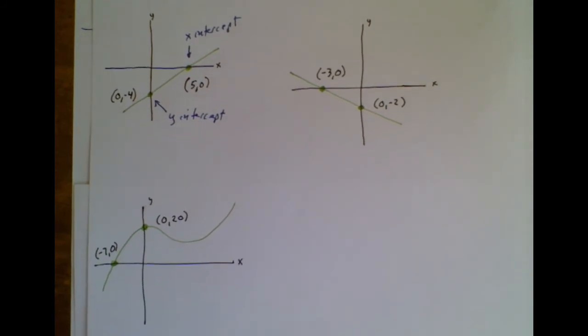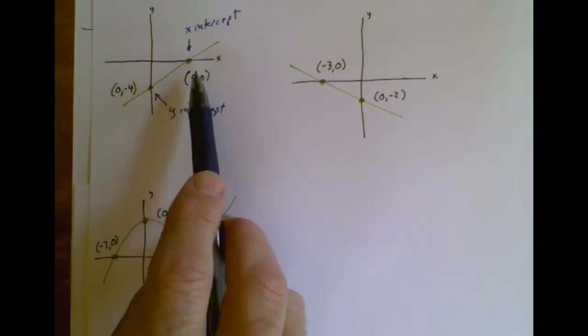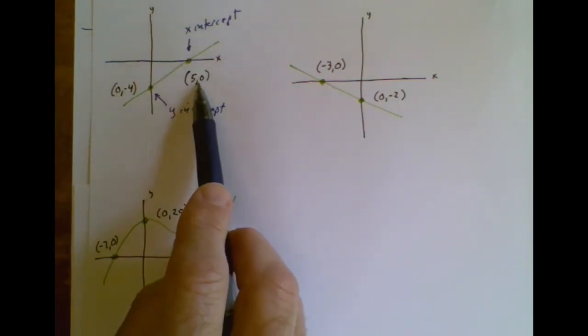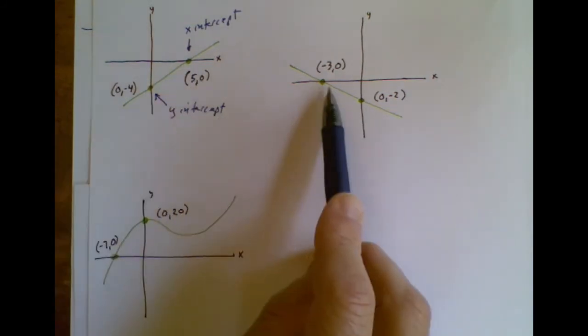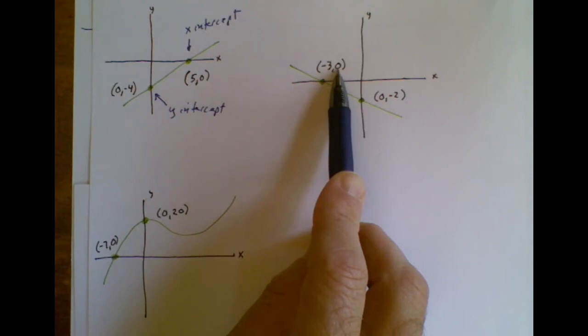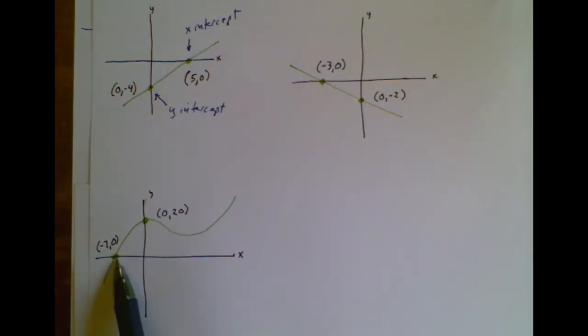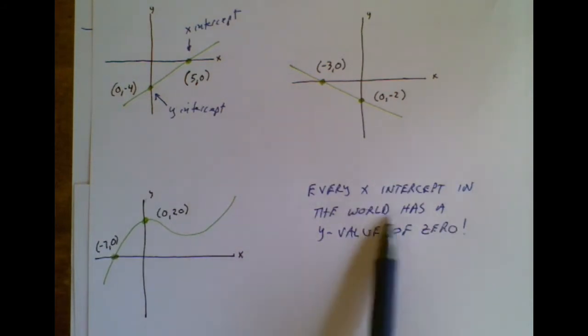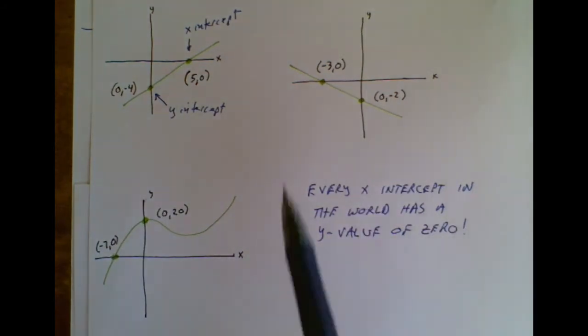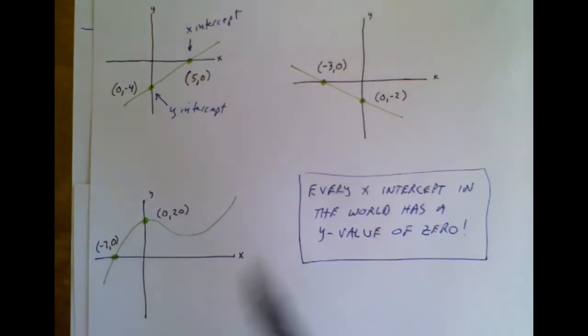But I want you to notice this thing. Every x-intercept on this page has a y value of 0. This x-intercept has x of 5, y of 0. This x-intercept has a y value of 0. This x-intercept has a y value of 0 in its coordinates. In fact, we can safely say this statement right here: every x-intercept in the entire world has a y value of 0. You should probably memorize that.